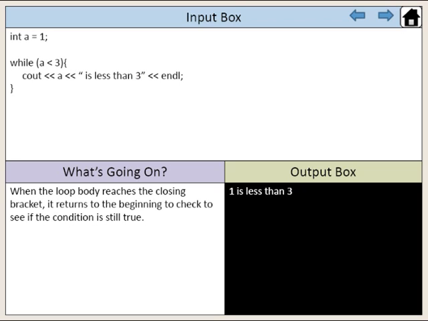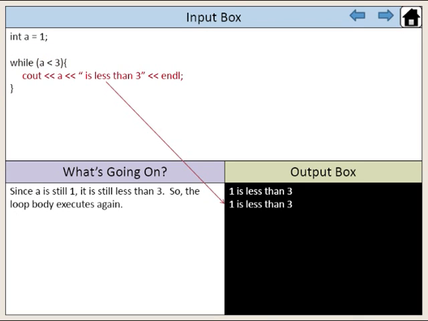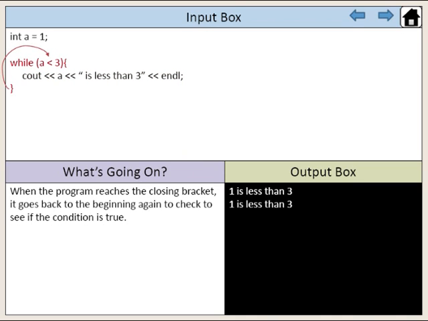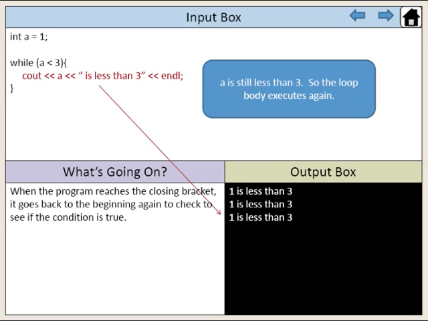When the loop body reaches the closing bracket, it returns to the beginning to check to see if the condition is still true. Since a is still 1, it is still less than 3, so the loop body executes again. When the program reaches the closing bracket, it goes back to the beginning again to check to see if the condition is true. a is still less than 3, so the loop body executes again.